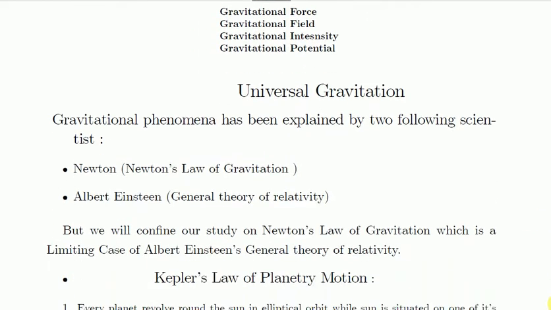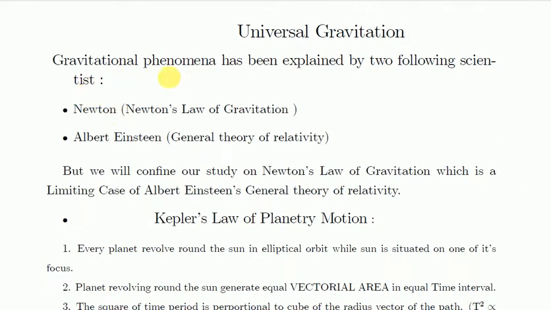Now, gravitational phenomena has been explained by the following scientists: Newton's law of gravitation, and Albert Einstein, general theory of relativity. They are two different scientists. They have developed gravitation in their own way. But we will confine our study here to Newton's law of gravitation, which is a limiting case. In fact, it is a limiting case of Albert Einstein's theory of relativity.